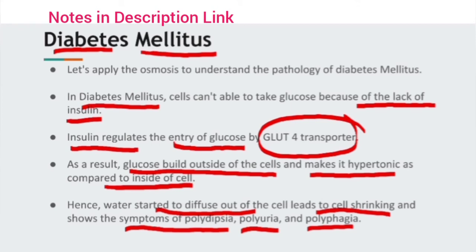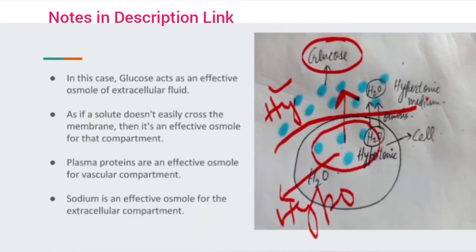And when there is less water in the cell, it causes polydipsia, that is the urge to drink water, and polyphagia, that is the urge to eat something. In this case, glucose acts as an effective osmole of the extracellular fluid, because the level of glucose builds up in the extracellular fluid and it can't enter the cell because of the lack of insulin. That makes glucose an effective osmole of the extracellular fluid in diabetes mellitus.